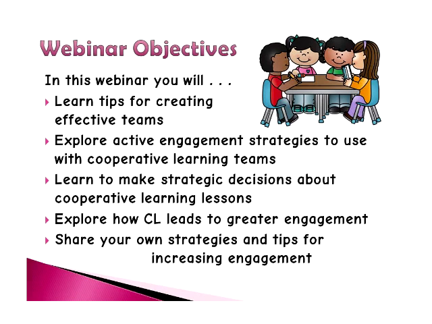Okay, so let's just go through some webinar objectives. In this webinar, you're going to learn some tips for creating effective teams, explore active engagement strategies to use with cooperative learning teams. You're going to learn to make strategic decisions about cooperative learning lessons rather than just being able to read a lesson out of a book and implement it. We'll be talking about strategic things that you can do and decisions that you can make to make your cooperative learning more effective, and explore how cooperative learning leads to greater engagement. And then it's really important for you to share your own strategies and tips for increasing engagement too.